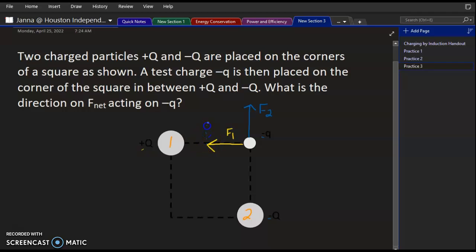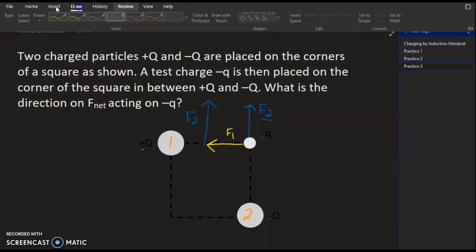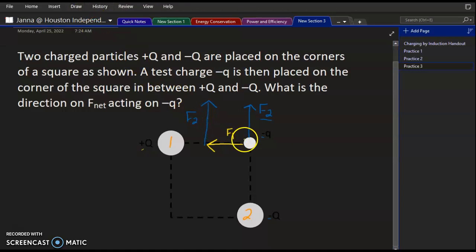If we do the head to tail method, we have to put the tail of one vector against the head of the other. So what I do is I translate this force 2 over. Translate just means you slide it over. And then you can draw the hypotenuse for this vector triangle. It should be a combination of the two of these. Up and to the left, this is F net.